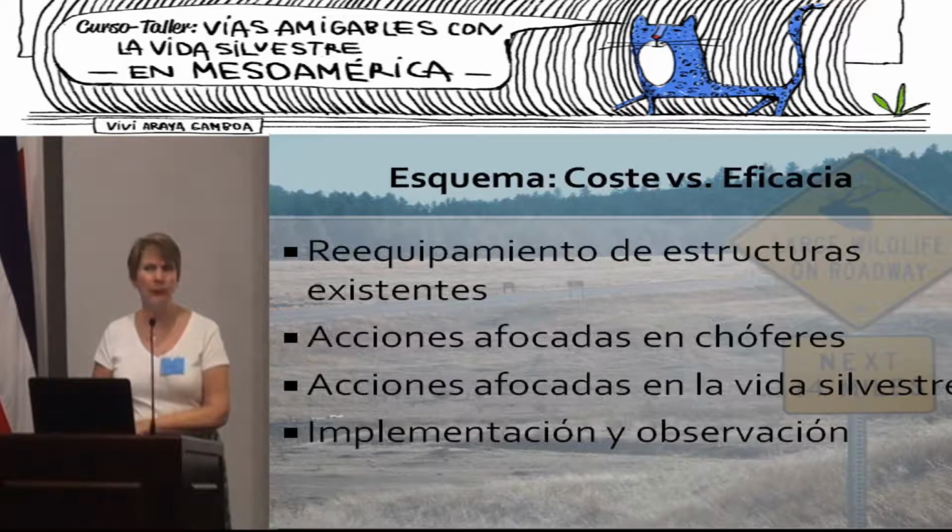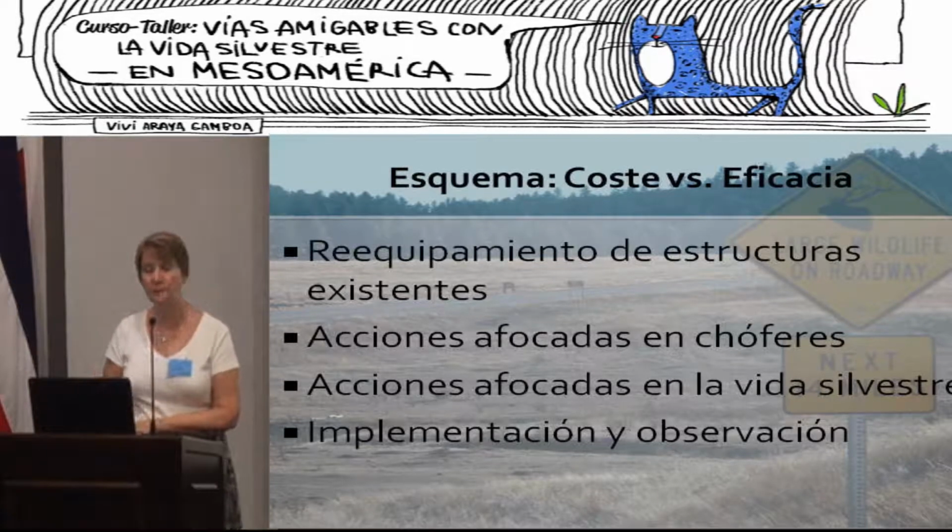So one thing we have out there on all roads is a lot of different culverts and bridges and even overpasses over highways in rural areas where there's maybe good habitat on both sides of the road. So are there some ways that we can look at those existing structures and maybe enhance them so that some wildlife will use them? The next category will be the actions that we can take that affect the drivers.